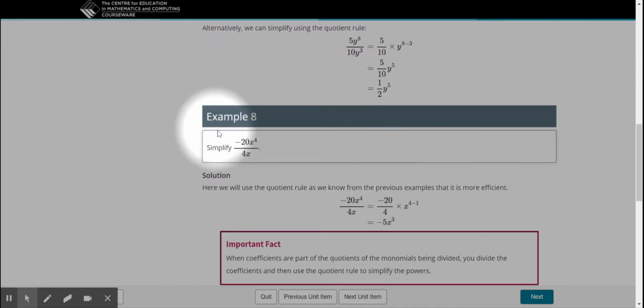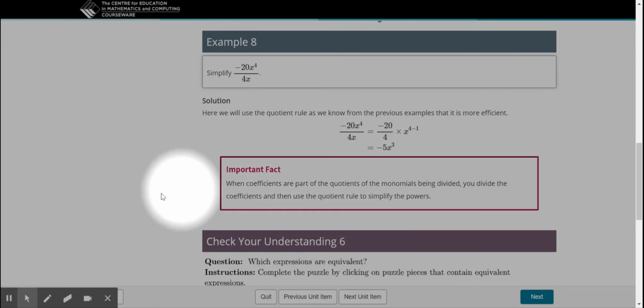Last example. So here we have negative 20 x exponent 4 divided by 4 x to the power of 1. So we now can see very quickly that negative 20 divided by 4 is negative 5. So this example is different because it incorporates the sign rules. So negative divided by a positive gives us a negative. So 20 divided by 4 is 5, negative 5, and then we subtract 1 from 4 in the exponents, so x to the power of 4 minus 1, and at the end we arrive at negative 5x cubed.